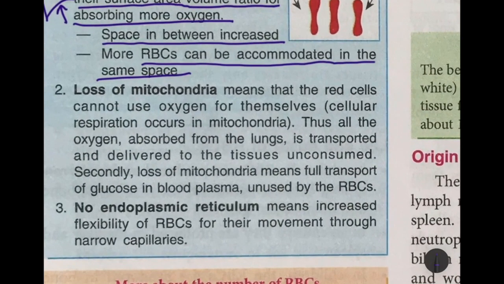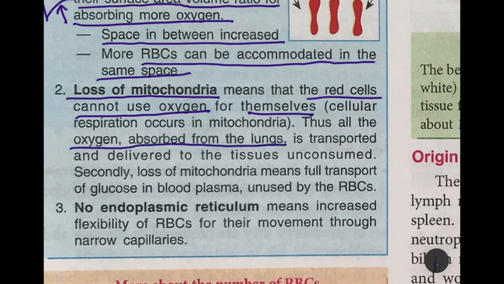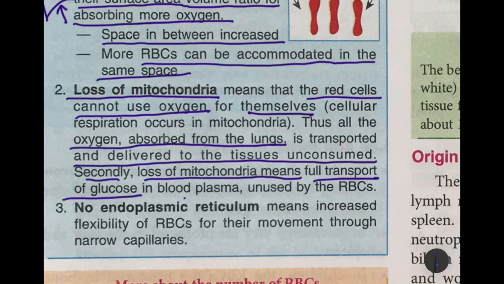Next is loss of mitochondria. Remember what happens in the mitochondria? It is known as the powerhouse of the cell, where oxygen is used to release energy. So if there is no mitochondria, it means that the red blood cells do not require oxygen for themselves. So all the oxygen that they take up from the lungs is taken and delivered to the tissues without being used in the red blood cells.